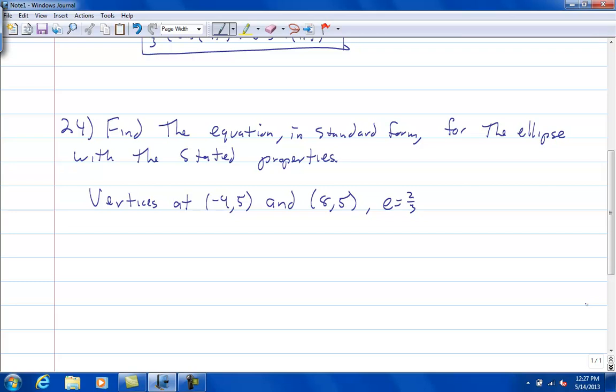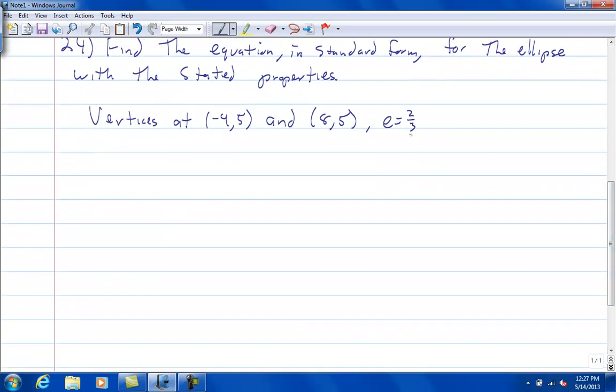The next problem, 24, find the equation in standard form for the ellipse with the stated properties. Vertices at -4, 5 and 8, 5, with E, the eccentricity being 2/3. So if I just do a little quick graph of this, 1, 2, 3, 4, 5, and 1, 2, 3, 4, 5, 6, 7, 8, and 1, 2, 3, 4. Now, it's going to be longer than taller, because those are where the vertices are.